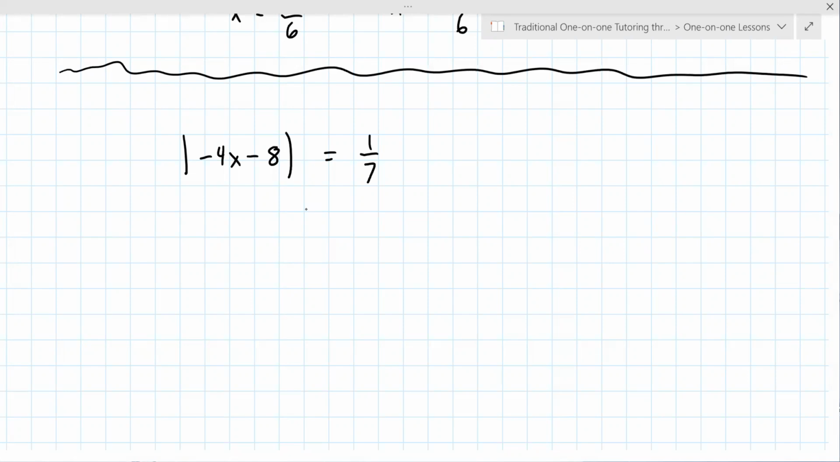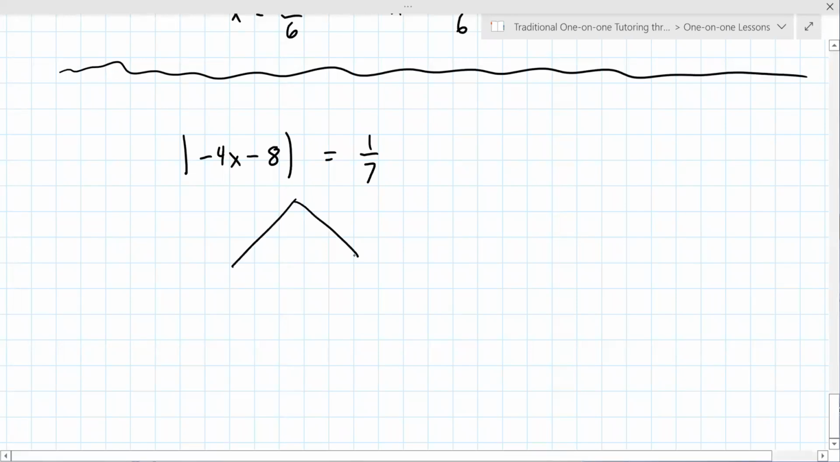So you've got to write the two equations. What's the first equation, if you remember? Oh, okay. So the first equation would be -4x minus 8 equals 1/7. Good. And the other?